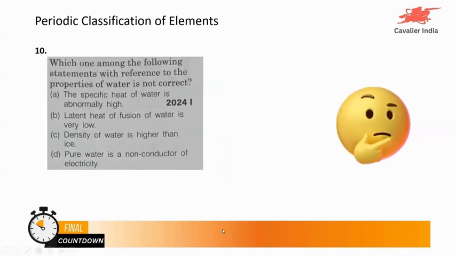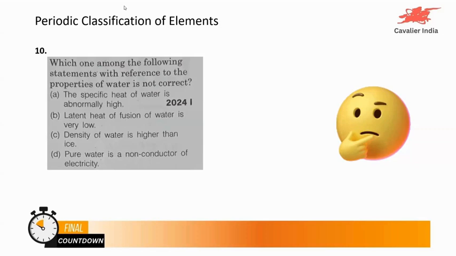Which one among the following statements with reference to the properties of water is not correct? Not correct. Okay. Option A: specific heat of water is abnormally high. Option B: latent heat of fusion of water is very low. Option C: density of water is higher than ice. Option D: pure water is a non-conductor of electricity. Which is the right option? Any guess?